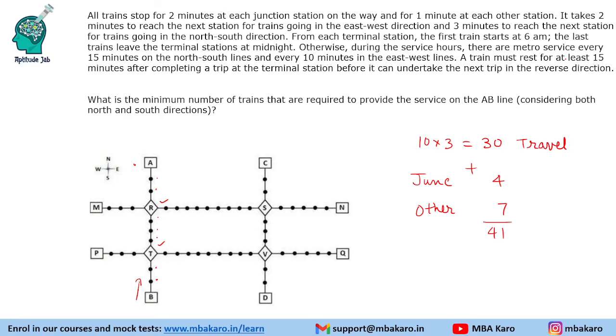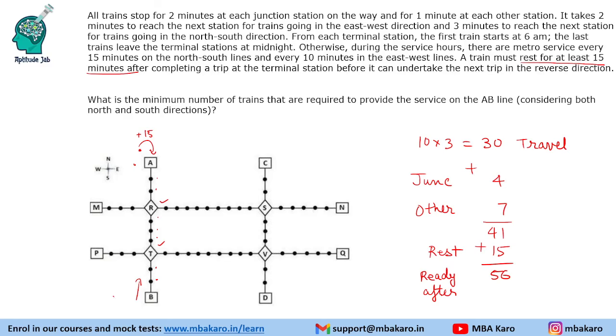a train must rest for at least 15 minutes after completing a trip. So a train has reached, it cannot start immediately. It will have to rest for at least 15 minutes. So plus 15 minutes of rest time. So that means a train is ready after 56 minutes. So the train is ready after 56 minutes only.